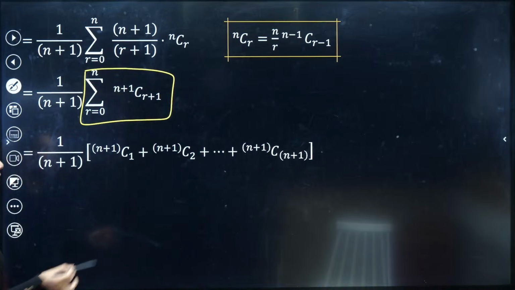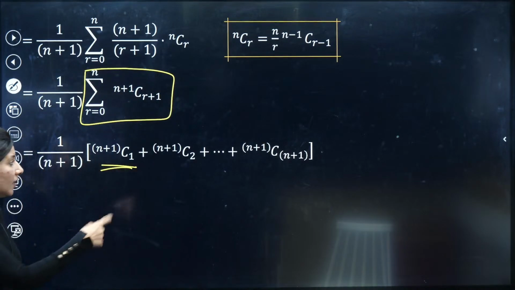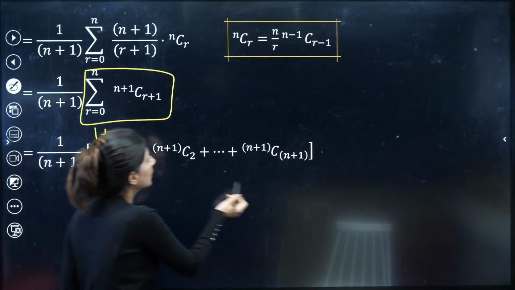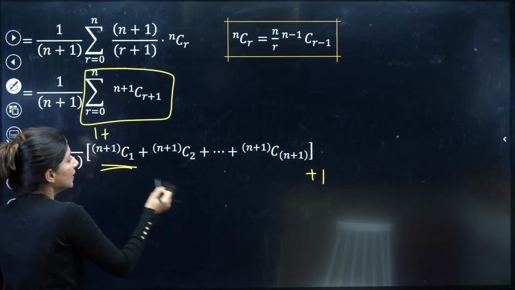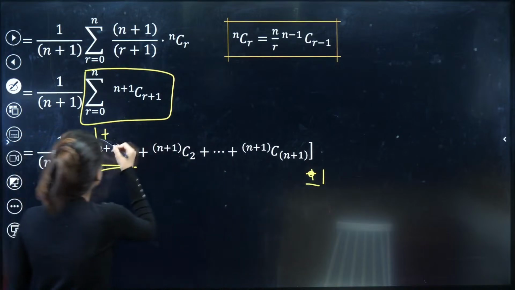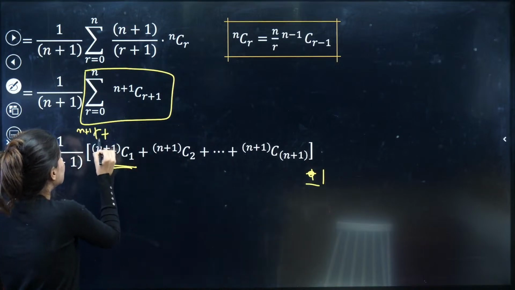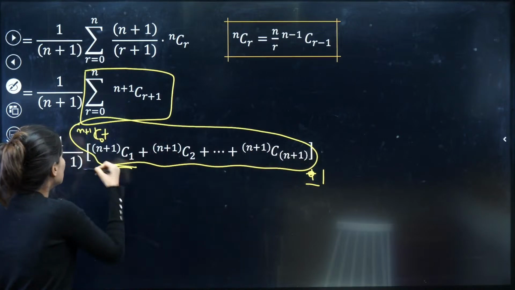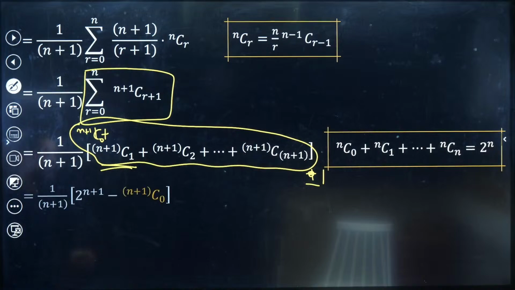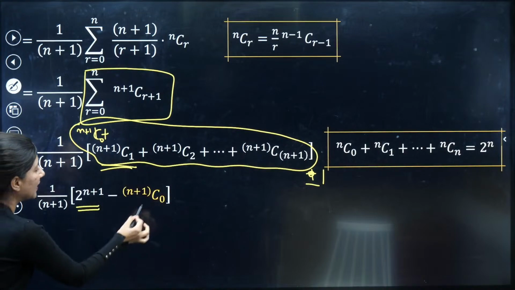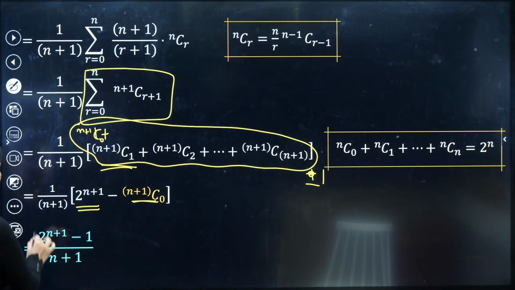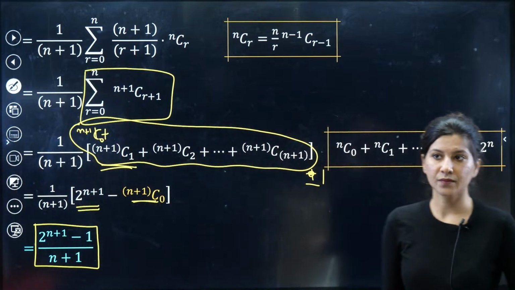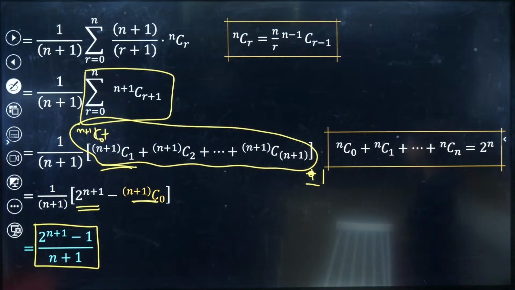n plus 1 C1. So it starts with 1, right? So this 1 is missing over here. So what you can do is add 1 and subtract 1. Why 1? Because this is n plus 1 C0. This is 1. So now this whole thing is 2 raised to power n plus 1, so 2 raised to power n plus 1 minus 1, upon n plus 1. This is what you've got. Okay. All right. Clear?